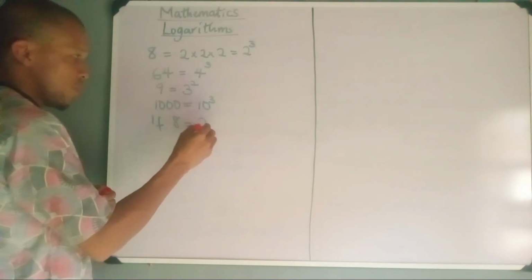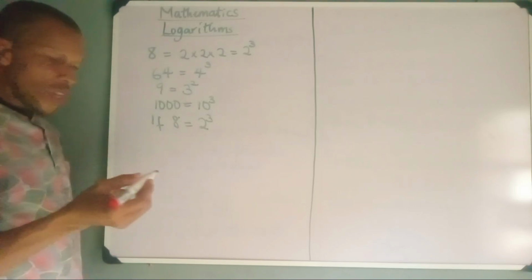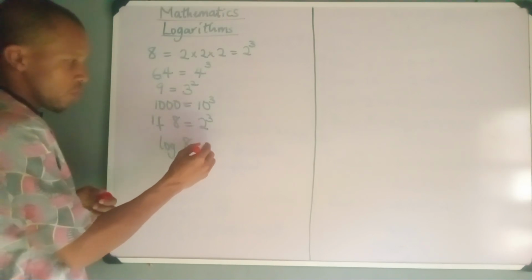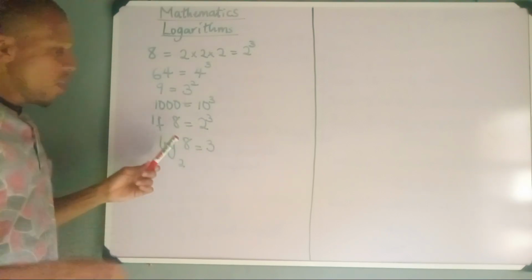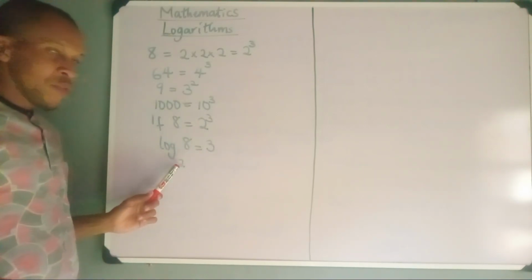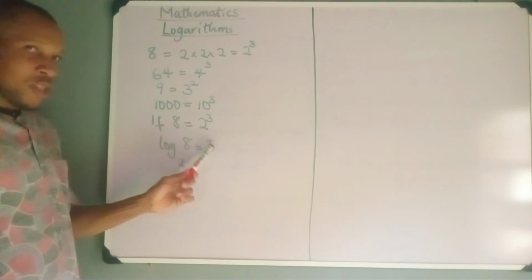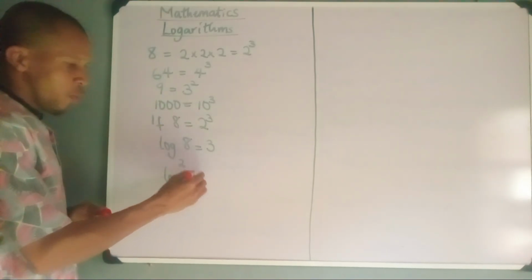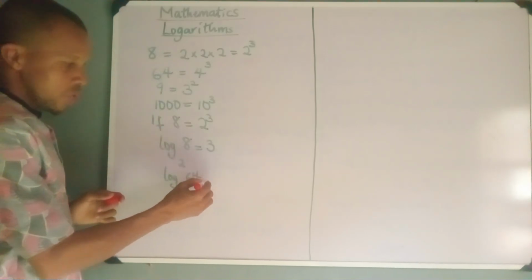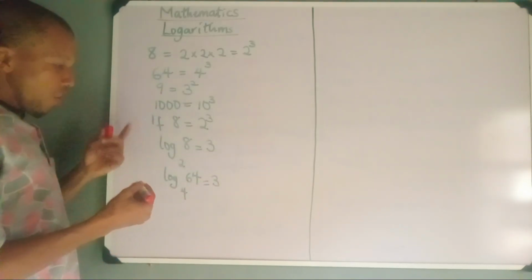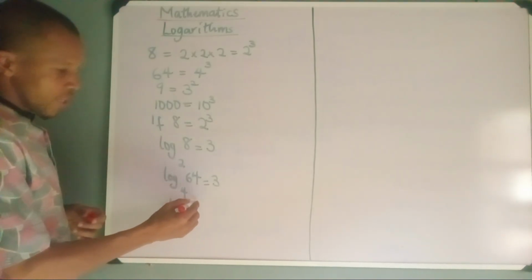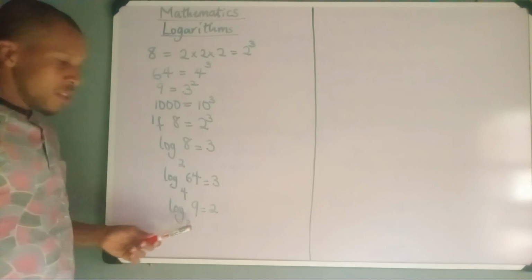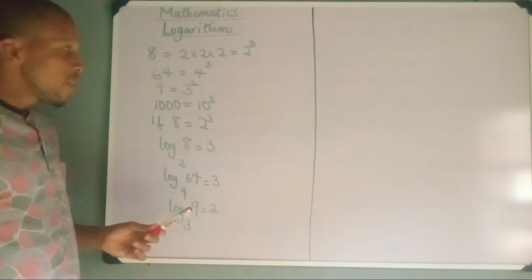if 8 is equal to 2 raised power 3, we can actually say log 8 base 2 is equal to 3. That means 2 raised power 3 is equal to 8. The same thing, we can also say log 64 base 4 is equal to 3. Also, log 9 base 3 is equal to 2. So what we're simply saying is 3 raised power 2 is equal to 9.